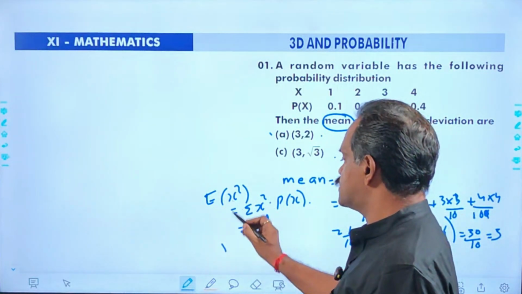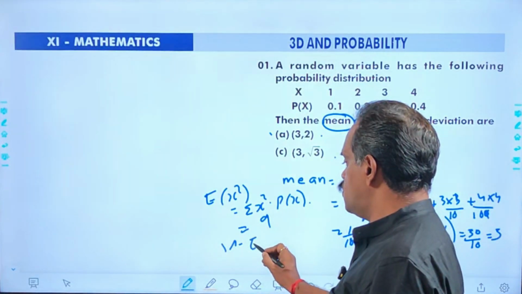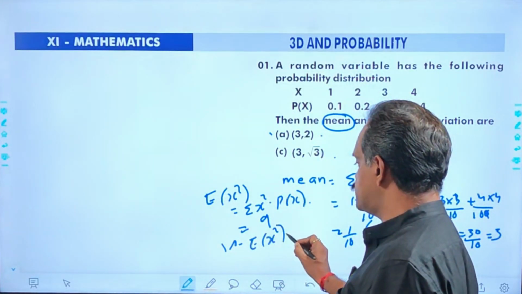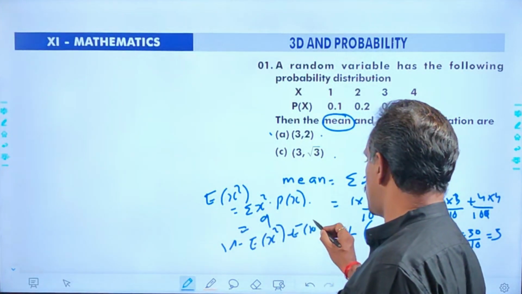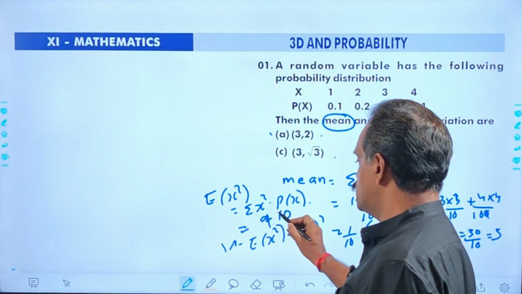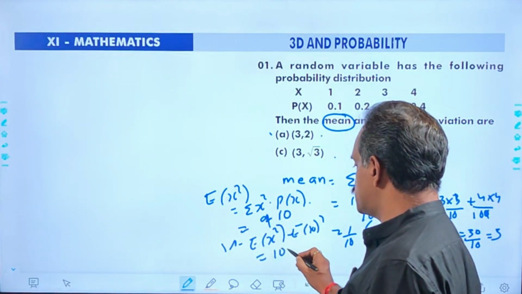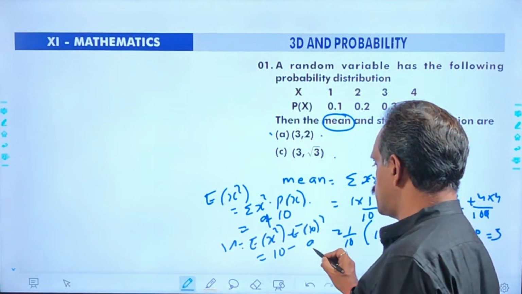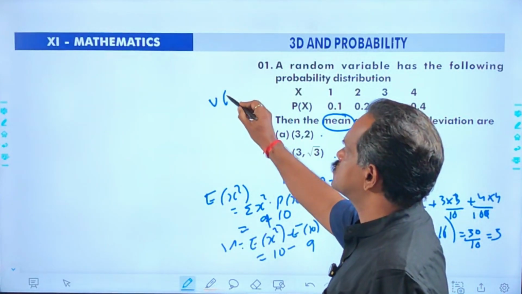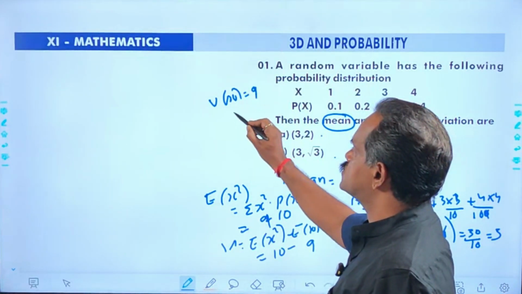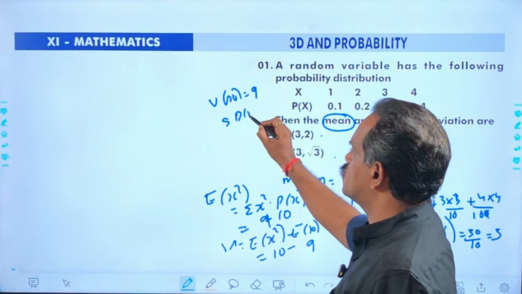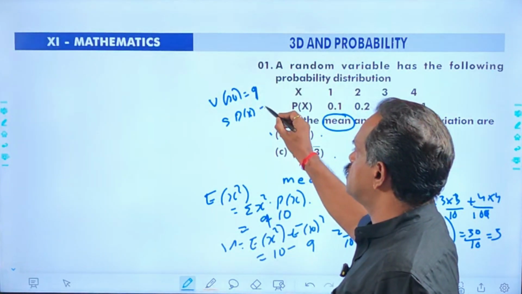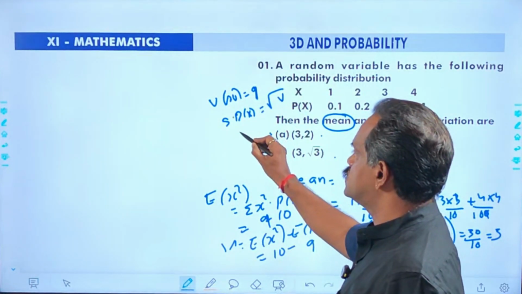So the variance formula is E of x square minus E of x the whole square. So this will be 10 minus 3 square, which is 9. So variance of x is given to be 1. So standard deviation is going to be equal to 1. Standard deviation is the root of variance, which is equal to 1.